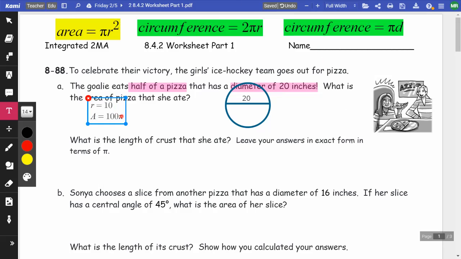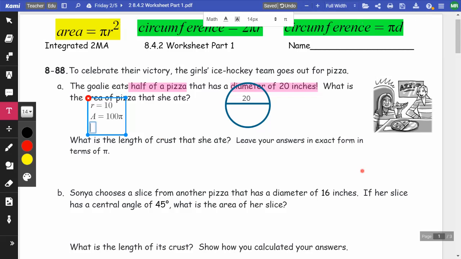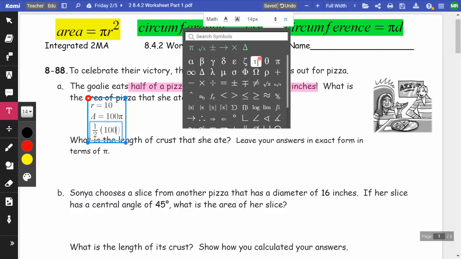And I don't have the whole entire circle. I mean, a whole entire pizza, I should say, right? We have half of it. So the amount that we have is going to be half of that. So I am going to basically be taking half of 100 pi, and half of 100 pi is going to equal 50 pi.